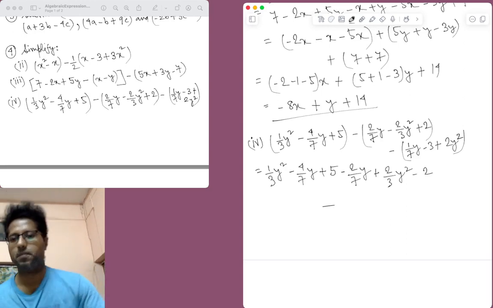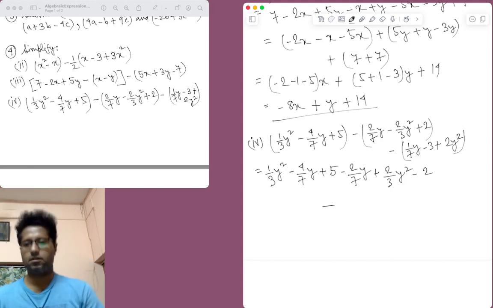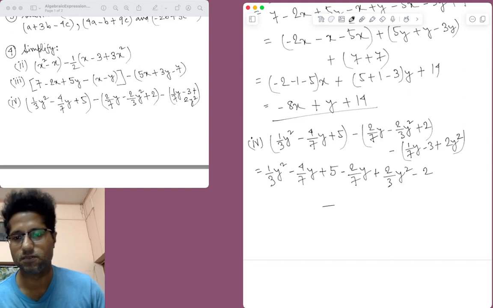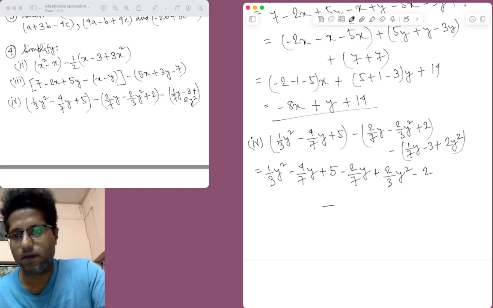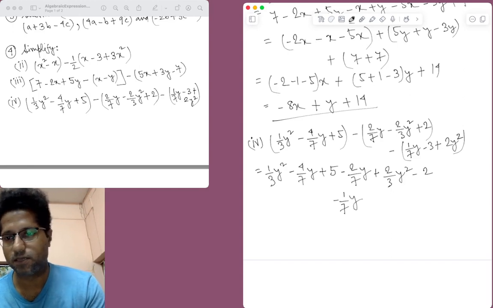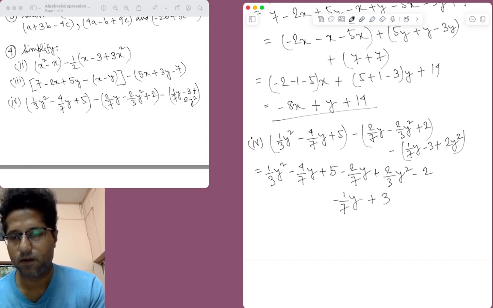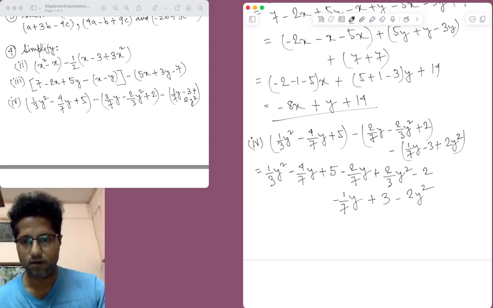Similarly, the last grouping also has a negative sign in front of it, so we will change the sign of all its terms inside. So the 1 by 7 y will become minus 1 by 7 y, minus 3 will become plus 3, 2 y square will become minus 2 y square. So now in this expression, we have to collect the like terms.